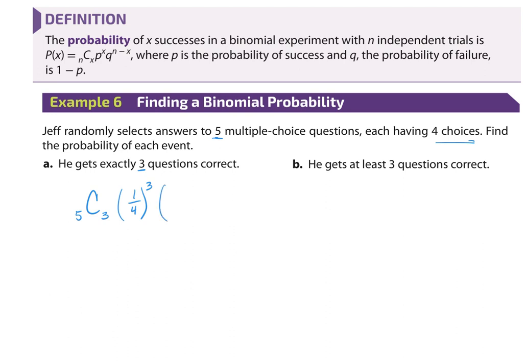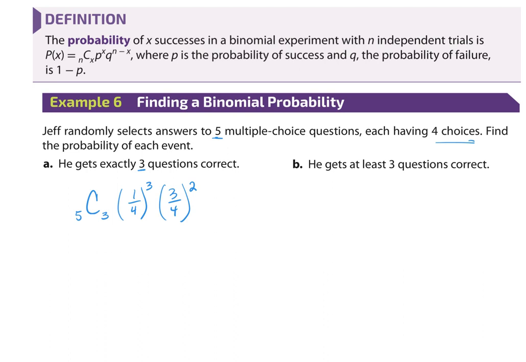So then if 1 out of 4 is his probability of a success, what's his probability of failure? 3/4. Those should always add up to what? 1, right? So 3/4. And these exponents should always add up to the total number of times that he did this. He did it 5 times. We've already used 3 of them, so this guy is going to be 2. This is the probability that he gets exactly 3 questions correct.